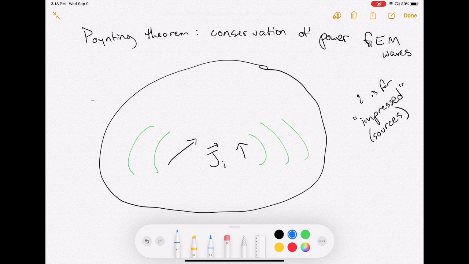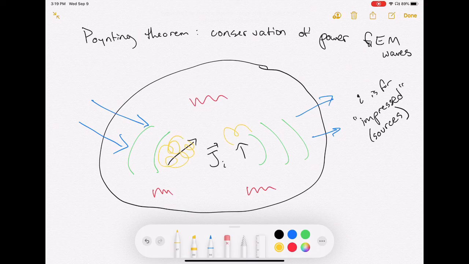There could be electromagnetic waves entering or leaving the volume, so that there could be power that is entering or leaving that way. There could be power being dissipated in materials inside the volume, and there could be power being stored in the electric and magnetic fields, especially around the sources. How do we account for all of that mathematically? Using the Poynting theorem.